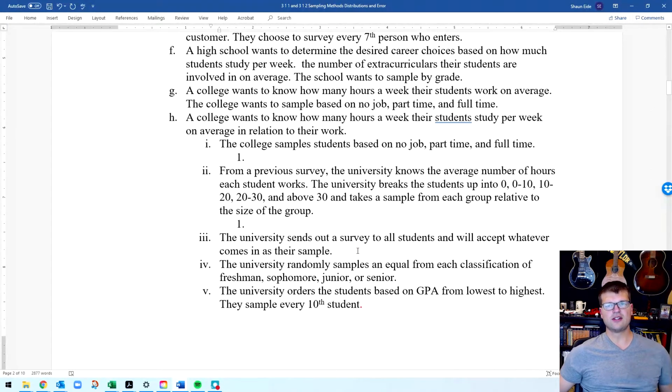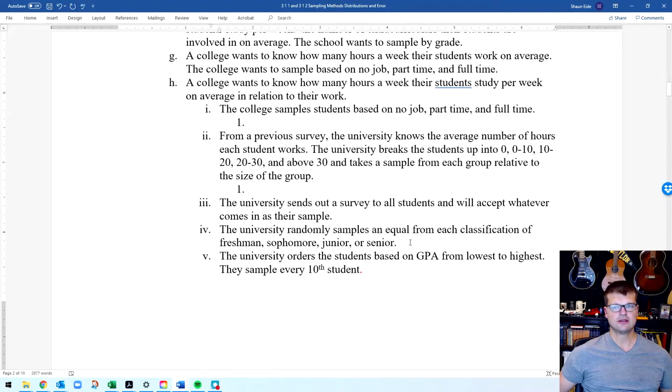The university sends out a survey to all students and will accept whatever comes in as their sample. Okay, so that one's, once again, just pretty self-explanatory. Look through those up there and see what seems most appropriate.